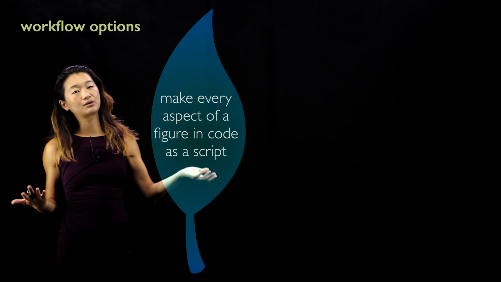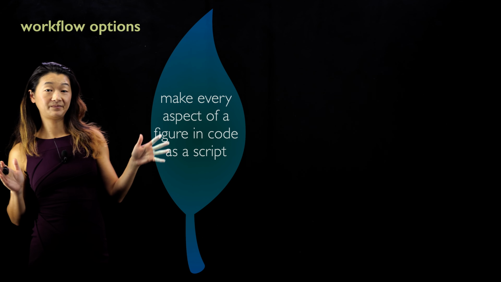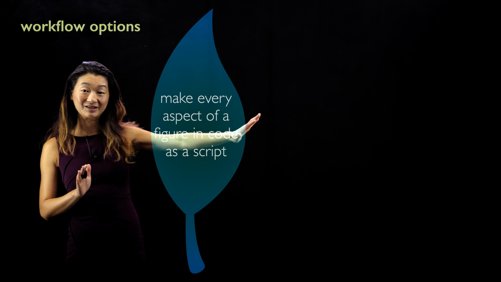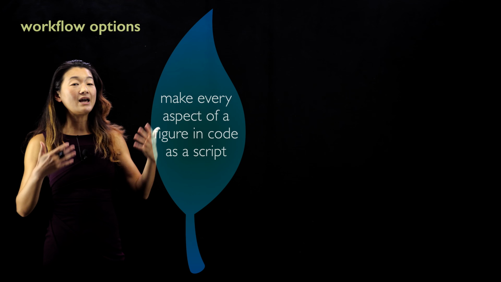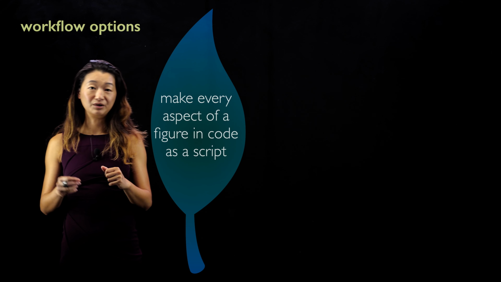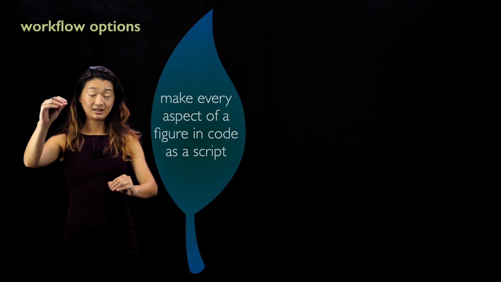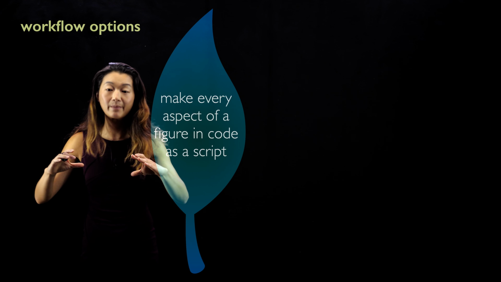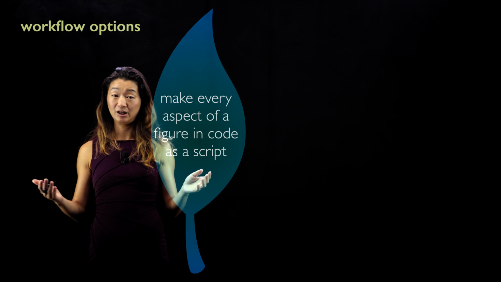So the general categories of options include the following. And again, there's no right answer here. I'm going to give you some options. You do you, figure out what works for you. You can make every aspect of a figure in code or a script. If you have a Jupyter notebook or whatever it is, you can hit one button, go, and everything just runs and actually produces an exact copy of the figure as it should go in your paper. You can totally do that. It is entirely possible to do this.